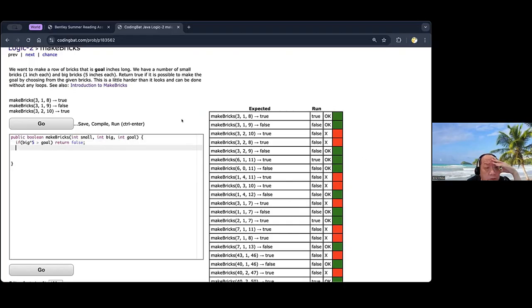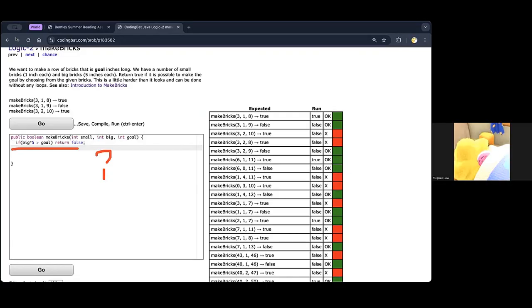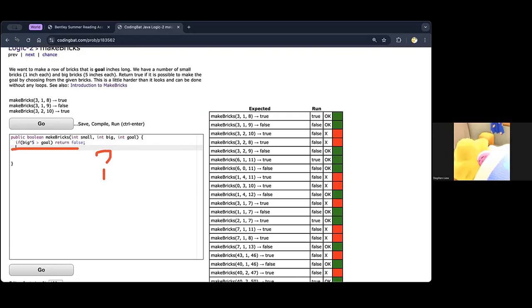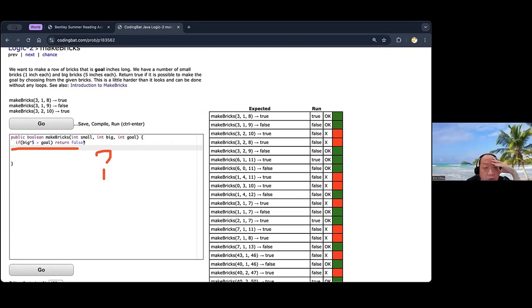Why this one is false? Because that means there's like too many large bricks. Hmm? Oh wait, too many large bricks doesn't mean it will be false. Read the problem carefully. Don't type anything yet. Using your pen and pencil to actually doodle it, actually draw the diagram if you need. Make sure you understand the problem.